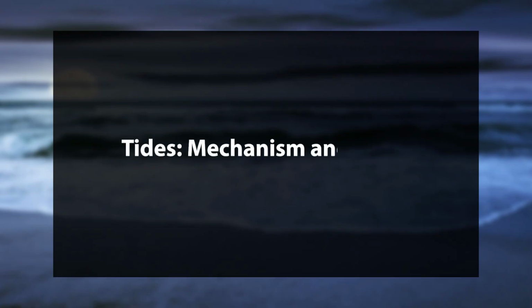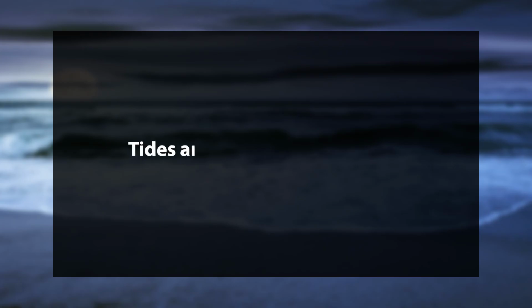The title of today's topic is Tides, Mechanism and Types. The various movements of the ocean include waves, tides and currents. They occur both at the surface and in the deep sea and play a vital role in how our planet functions. Tides are the ocean's heartbeat.